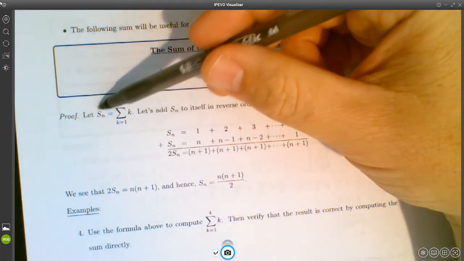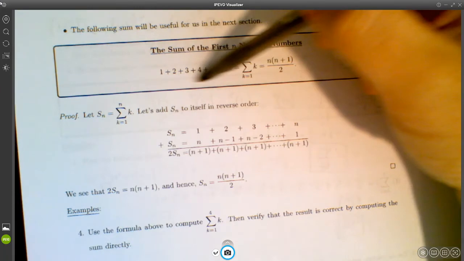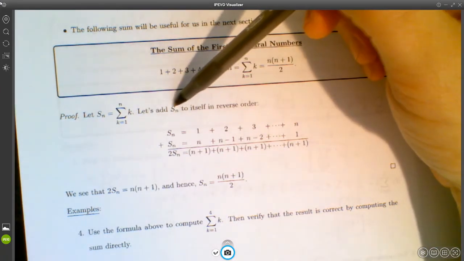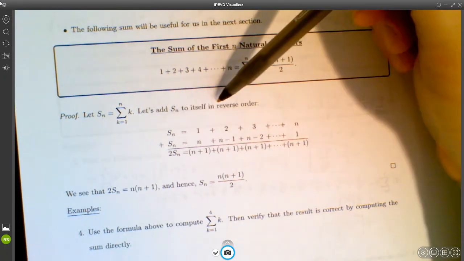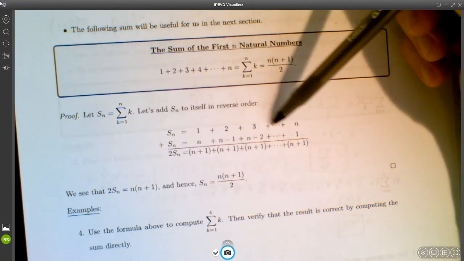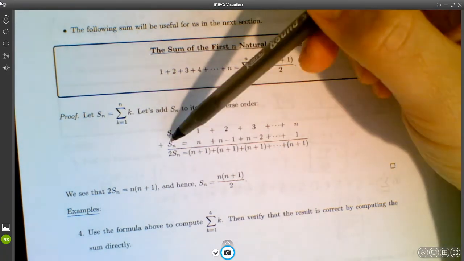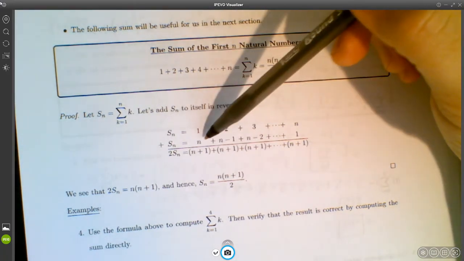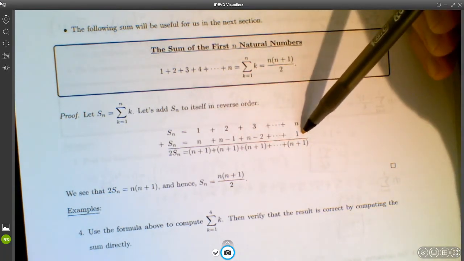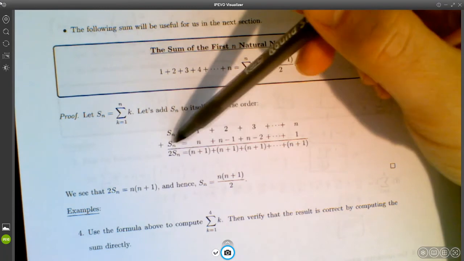So let's say that S sub n is this sum that we're looking for, 1 plus 2 plus 3 plus 4 all the way up to n. And let's say that we add the sum to itself, but in reverse order. So S sub n is 1 plus 2 plus 3 and so forth all the way up to n. But you could do the addition backwards, n, n minus 1, n minus 2 all the way down to 1. And this should still be the same sum, right?